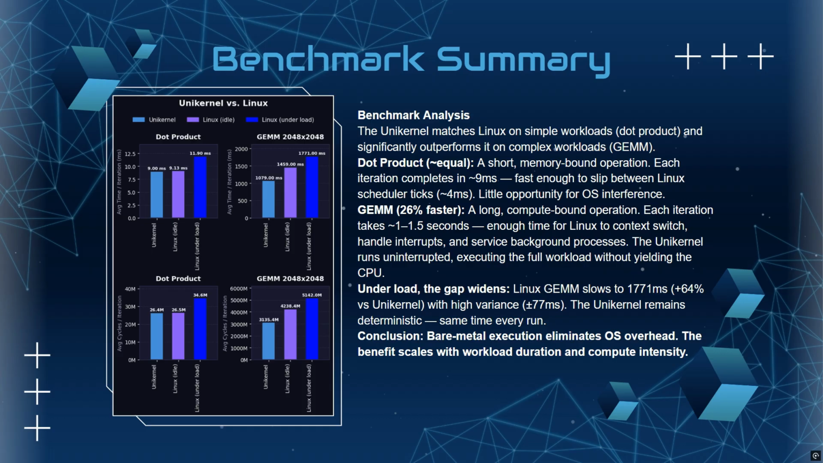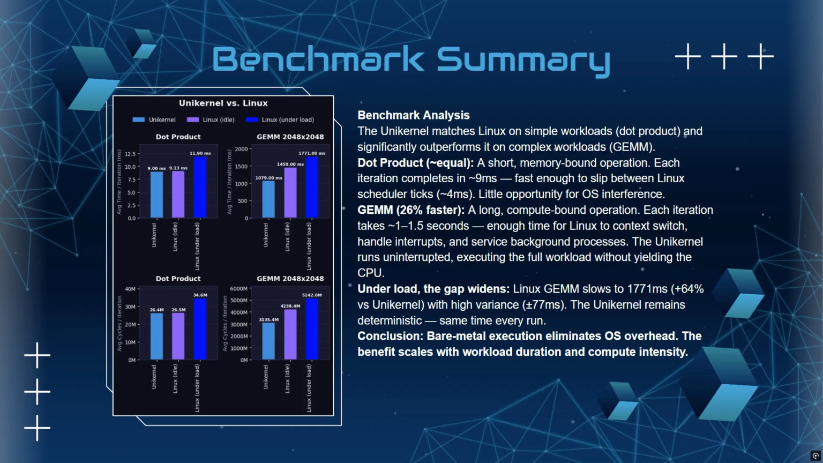You can also see the difference in cycle counts. In the dot product, the Unikernel stays consistent at 26.4 million cycles, while Linux under load goes up to 34.6 million. Also on the general matrix multiplication, you can see 5,142 million cycles for the Linux under load, and for the Unikernel, it takes 3,135 million cycles.